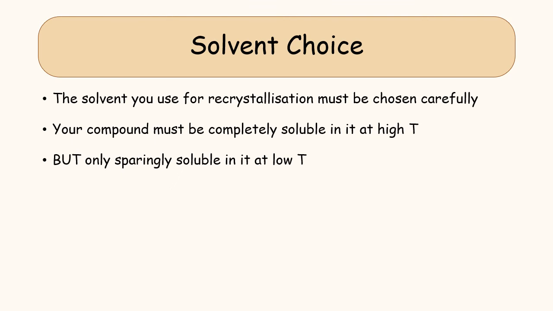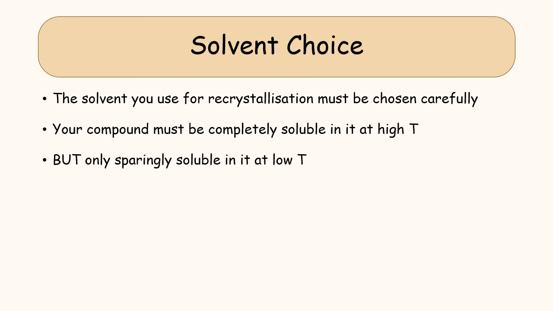Choosing your solvent for this, there's really only two requirements. Your compound must be completely soluble in your solvent at high temperature, but it must not be very soluble at low temperature. So you could be given a list of solvents, told the solubility of your compound at different temperatures, and asked which solvent is the most appropriate. One where it's very soluble at high temperature, but very low solubility at low temperature. That's how you can guarantee it dissolves in a very small amount of solvent, and that it will crystallize as the temperature drops.